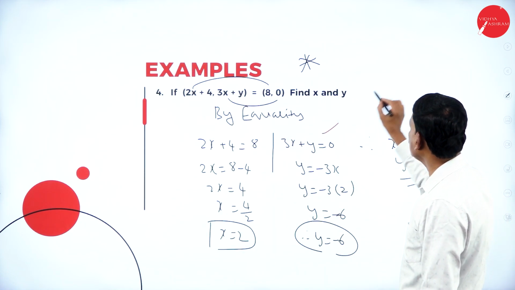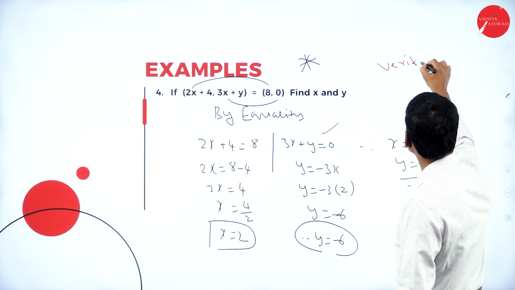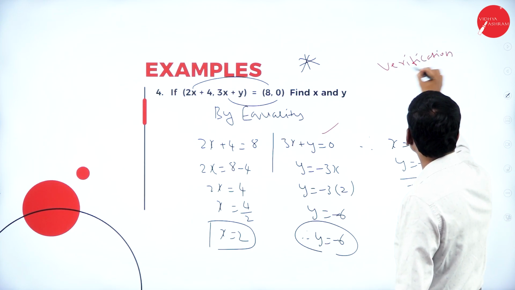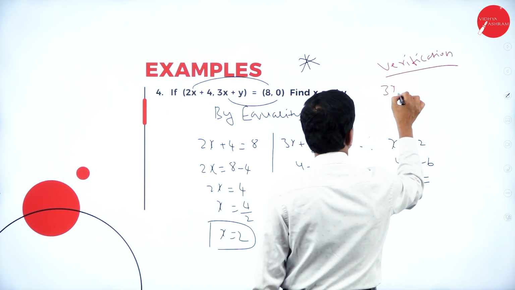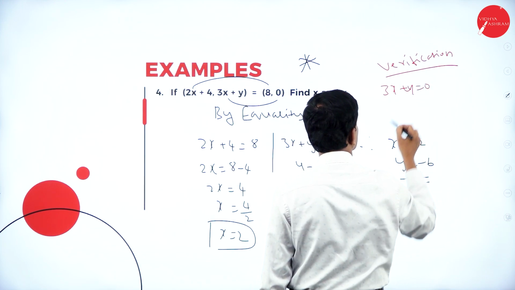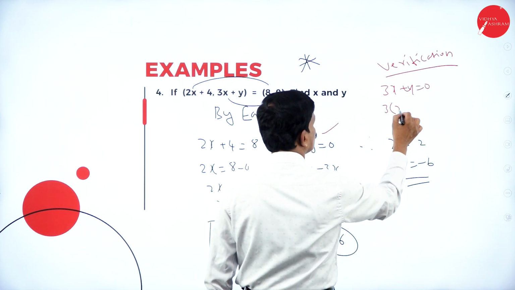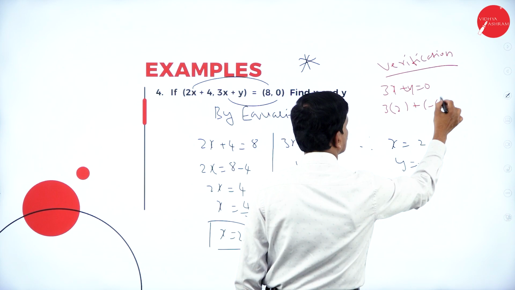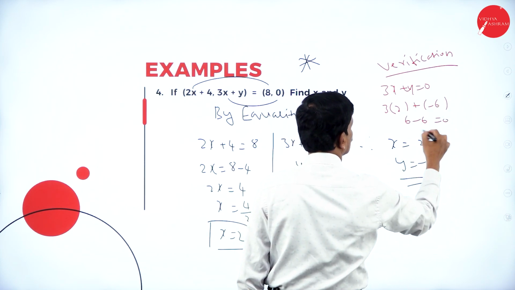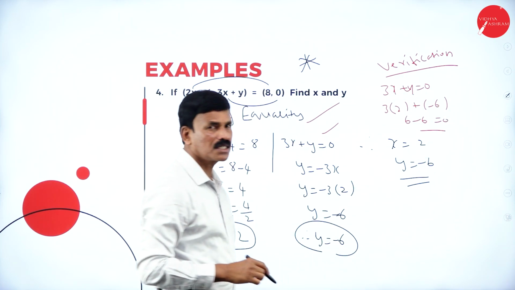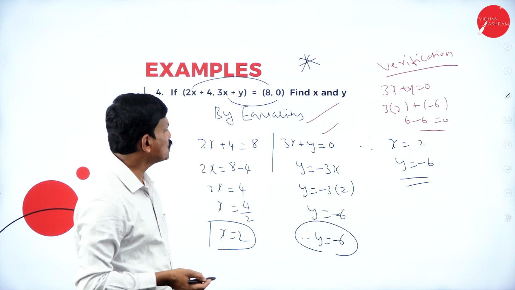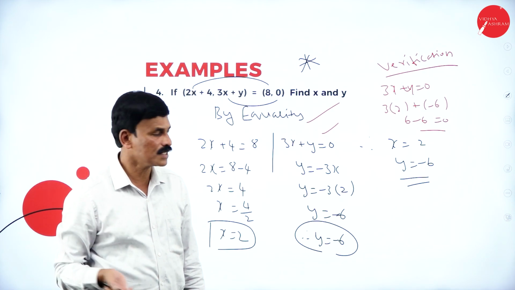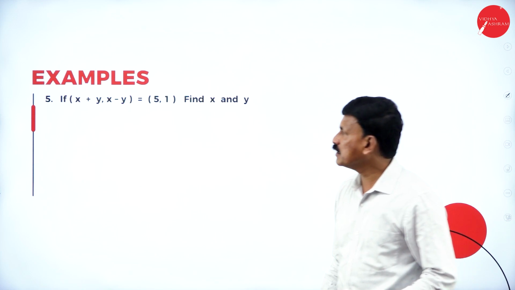If you want, you can verify. Let us take the second equation for verification: 3x + y = 0. 3 into x, which is 2, plus y, which is -6. 6 minus 6 is equal to 0. The equation is correct. Right. So therefore x = 2 and y = -6. That's it. Now let us take a similar type of problem.